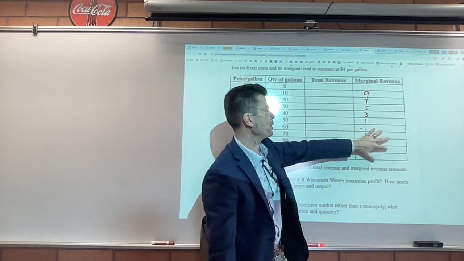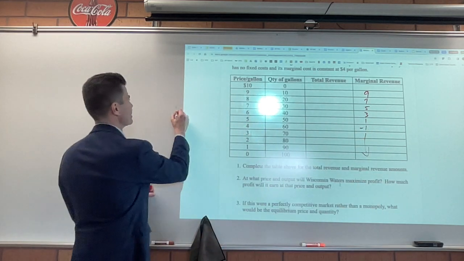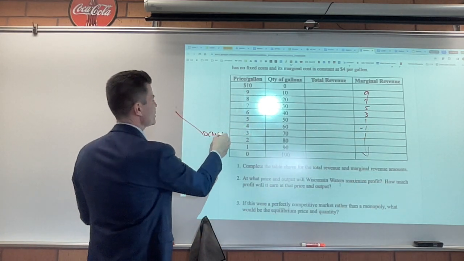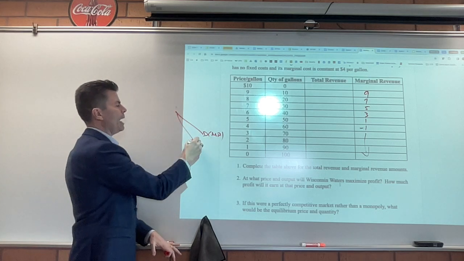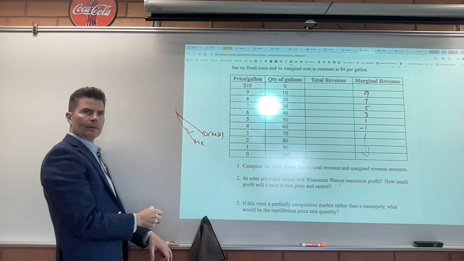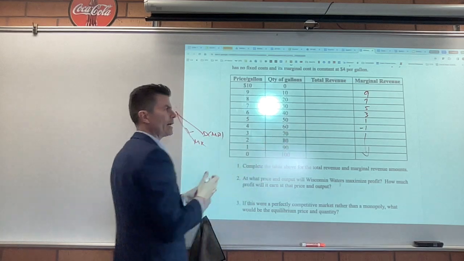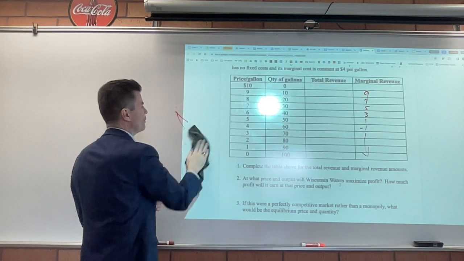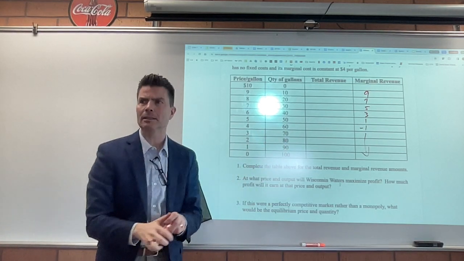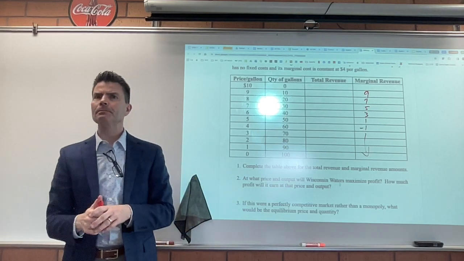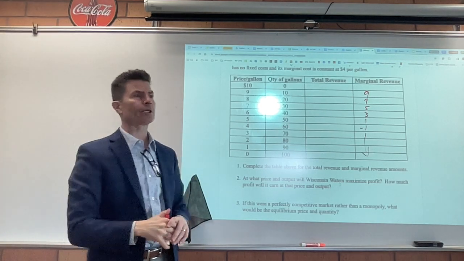Because you don't have a separate MR curve. In perfect competition, the demand is your MR. You do not have that one, so we ignore that other column. That's how you have to see that. Questions or clarifications on that?